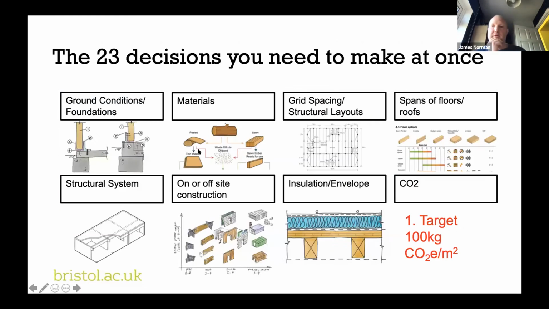So back to my 23 decisions you need to make. I would really strongly recommend that whether you're an engineer or an architect or a quantity surveyor or whatever you do, and especially if you're a client, the first decision we should make is that we should be targeting 100 kilograms of CO2. That should be our starter for 10. It has to be. If we're going to reduce our emissions by half by 2030, we have to start there.